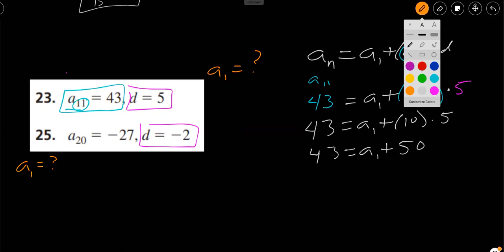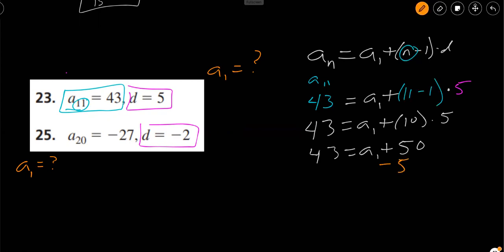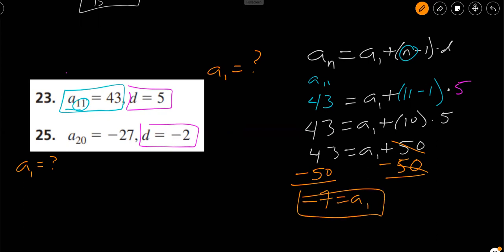And now I'm ready to do my inverse operation. I want to get A1 by itself. So I'm going to subtract 50 on both sides. 43 minus 50 is -7, and -7 is going to be my A1 value. Now I have my A1 value.